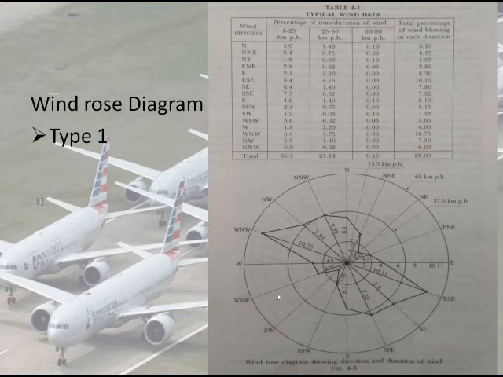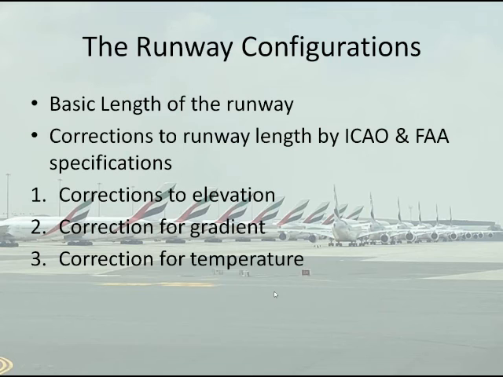So let us move on to our next concept, the runway configurations. In the runway configurations, we are going to look into several classifications. That is the basic length of the runway. So what are we going to learn in this basic runway length? The maximum or minimum runway length that needs to be provided, as per the ICAO classifications.